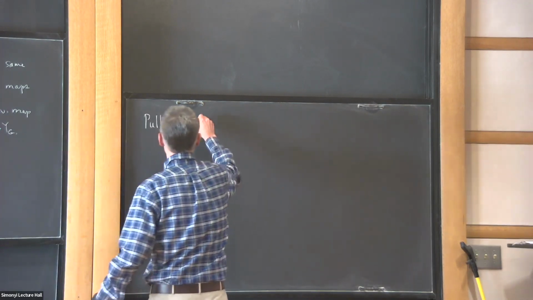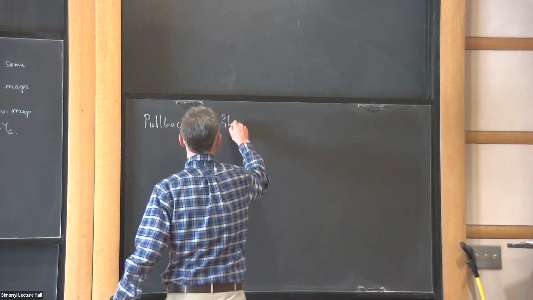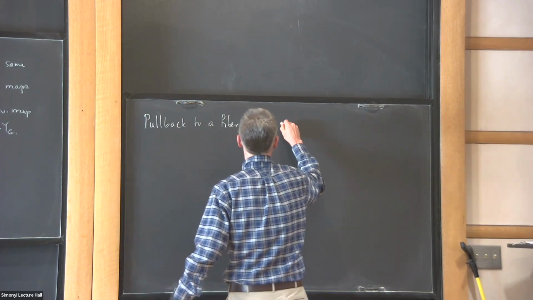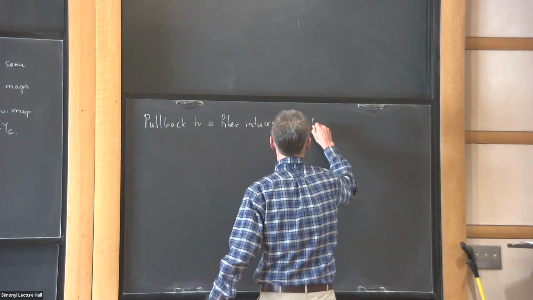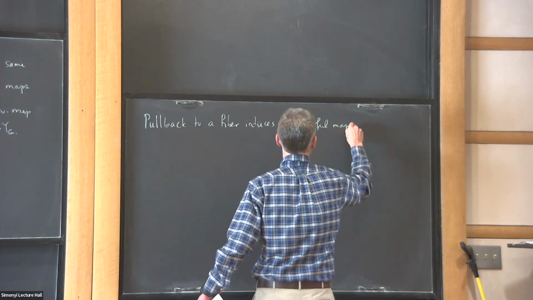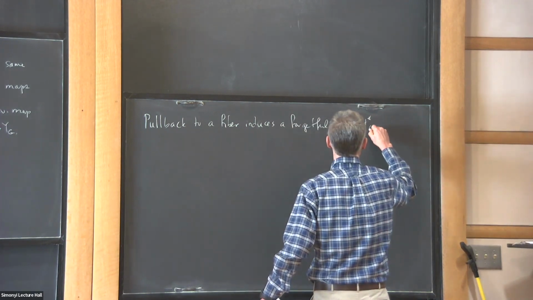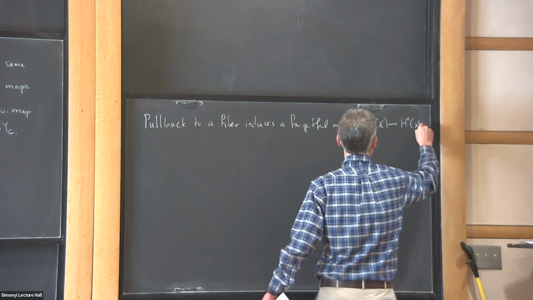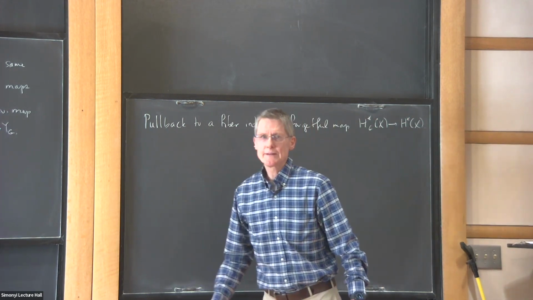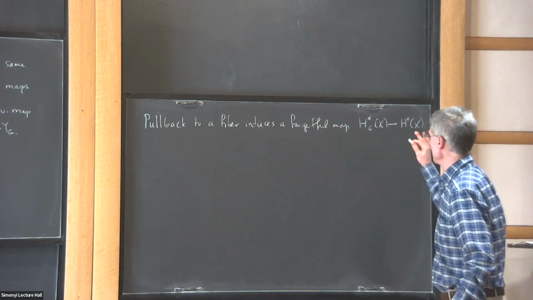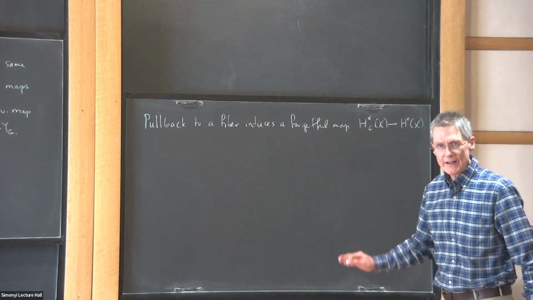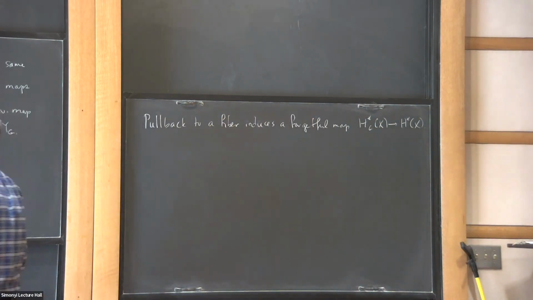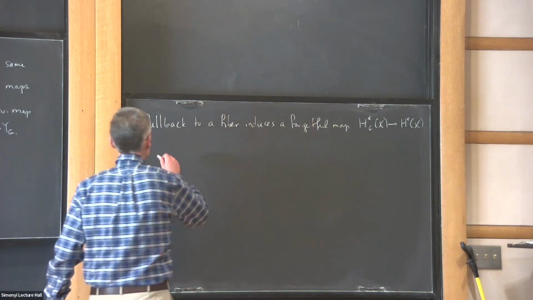to a fiber induces a forgetful map from H star_G of X to H star of X. Now this map is not necessarily surjective or anything, but in favorable cases, and maybe I should use Q coefficients here even just to be safe for part of what I'm going to say.